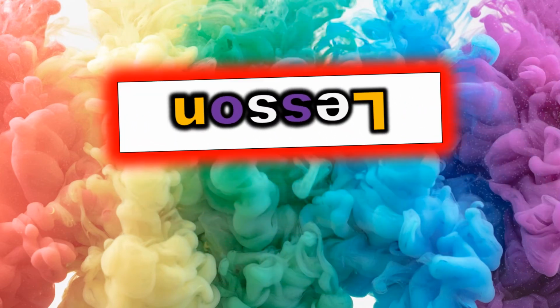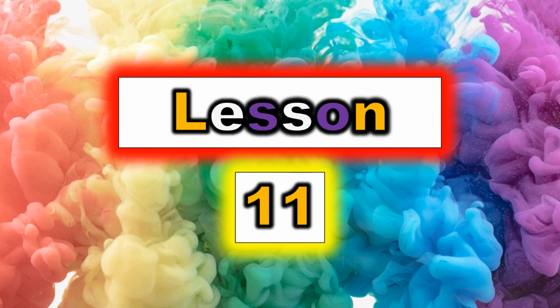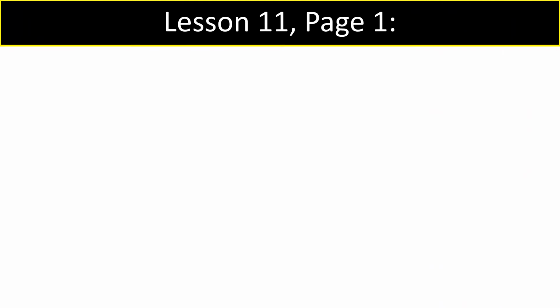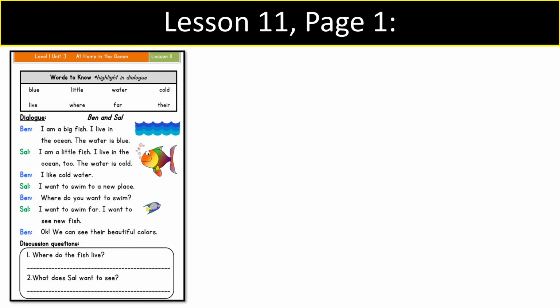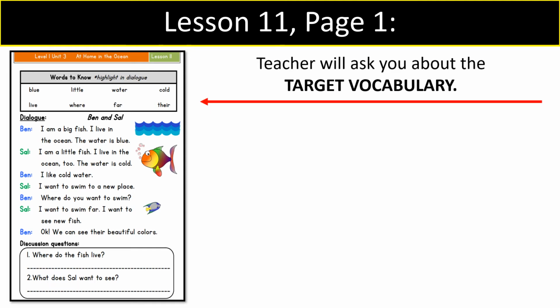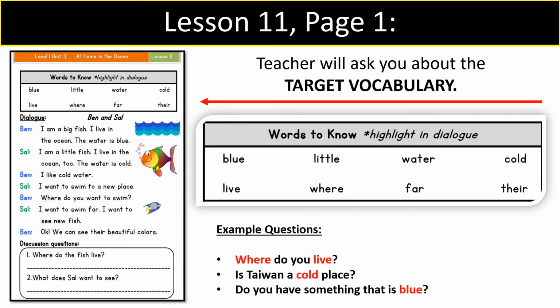And now we're going to go to lesson number 11. Okay, guys, let's have a look at lesson 11, page number 1. The story is called Ben and Sal. And as usual, the teacher will ask you about target vocabulary. In this story, we have 8 target vocabulary words, and the teacher will ask you questions about these words.